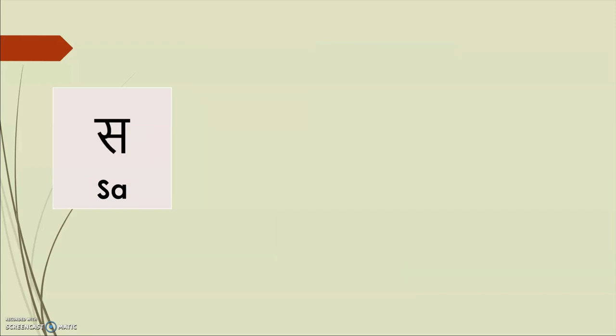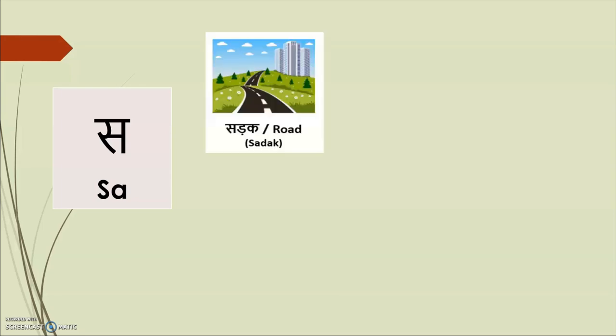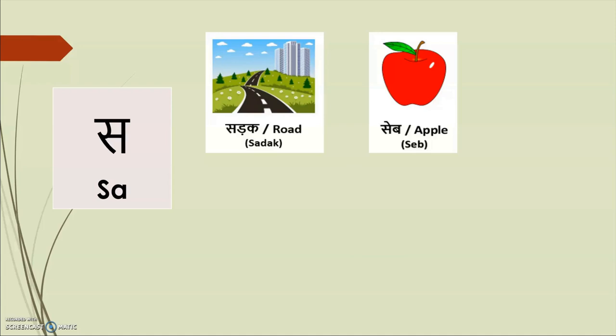If we go to the next letter, we can see Sa. It is Sa. In the first picture, we can see a road. Road in Hindi is called Sadak. So let's repeat. It is called Sadak.